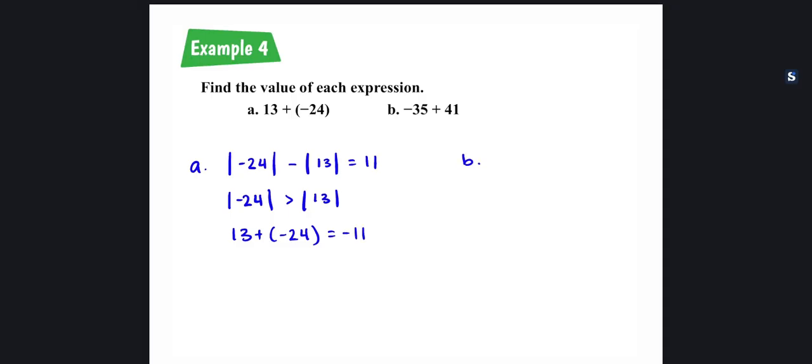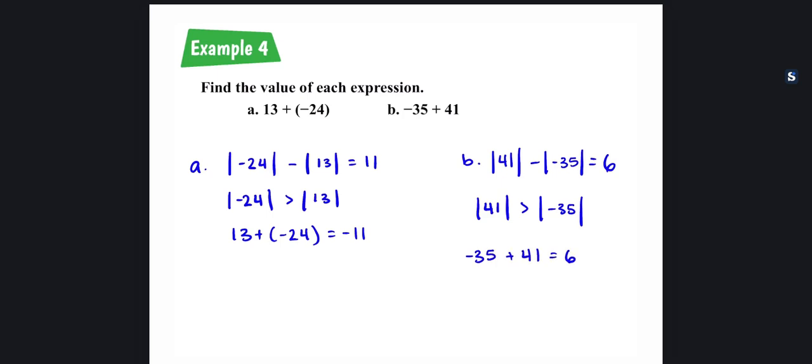Problem B, negative 35 plus 41. The larger absolute value is 41. We will subtract the smaller absolute value from it, which is the absolute value of negative 35. The absolute value of 41 is 41, and the absolute value of negative 35 is 35. 41 minus 35 is 6. The absolute value of 41 is larger than the absolute value of negative 35, so we will use the larger addend sign, which is positive. So, negative 35 plus 41 is positive 6.